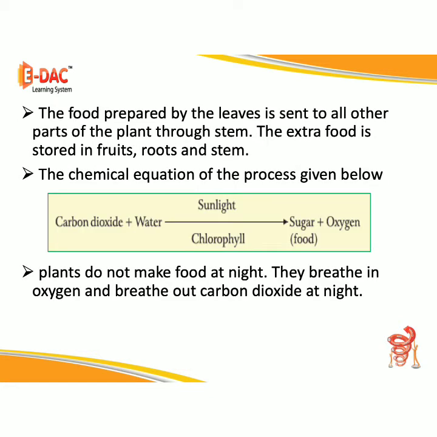The food prepared by leaves is sent to all other parts of the plant through stem. The extra food is stored in fruits, roots, and stem. The chemical equation of the process is given: carbon dioxide plus water in the presence of sunlight and chlorophyll creates sugar, which is food, and also releases oxygen.